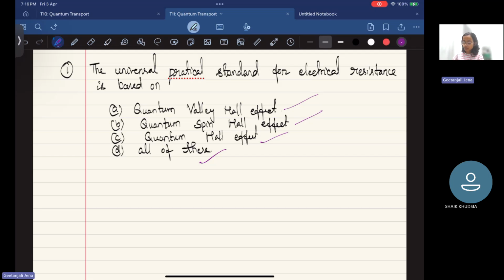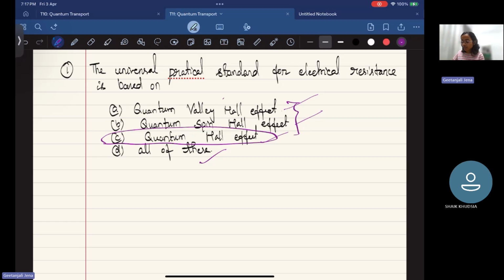Option A, quantum valley Hall effect. Option B, quantum spin Hall effect. Or option C, quantum Hall effect. Or option D, all of these. The question may seem confusing, but the answer is quantum Hall effect, not all of this.